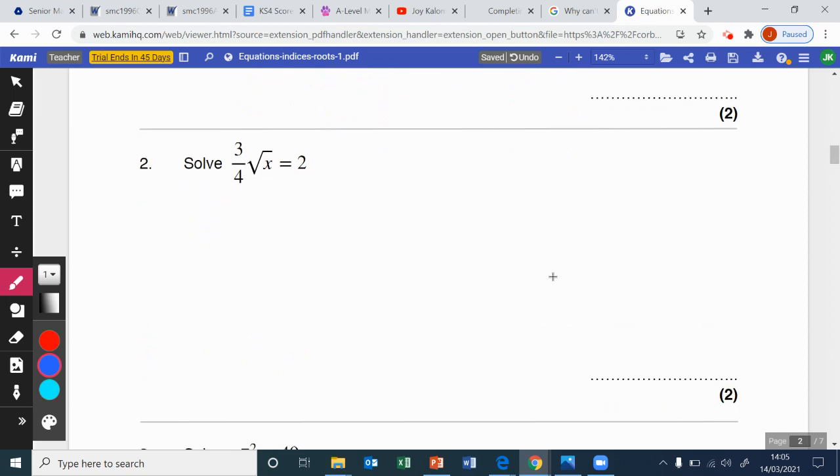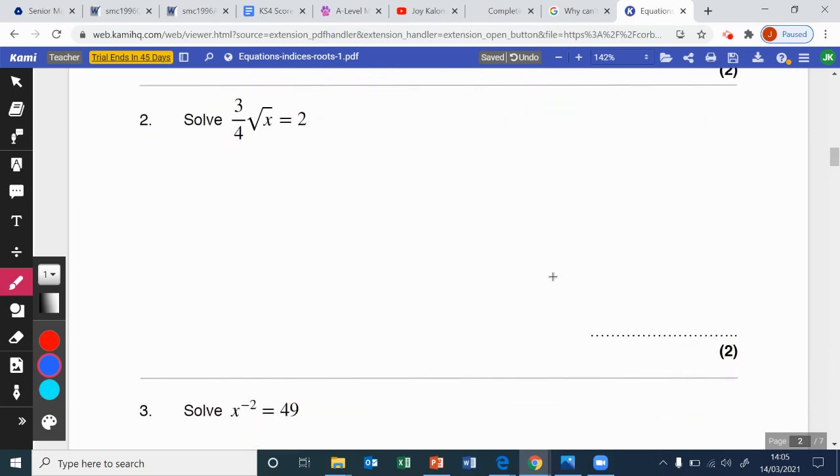So here we have 3/4 of the square root of x equals 2. Well, first of all, let's deal with this 3/4. So if we multiply both sides by 4, we get 3 root x is equal to 2 times 4, which is 8. Then dividing by 3, we get the square root of x equals 8 over 3.